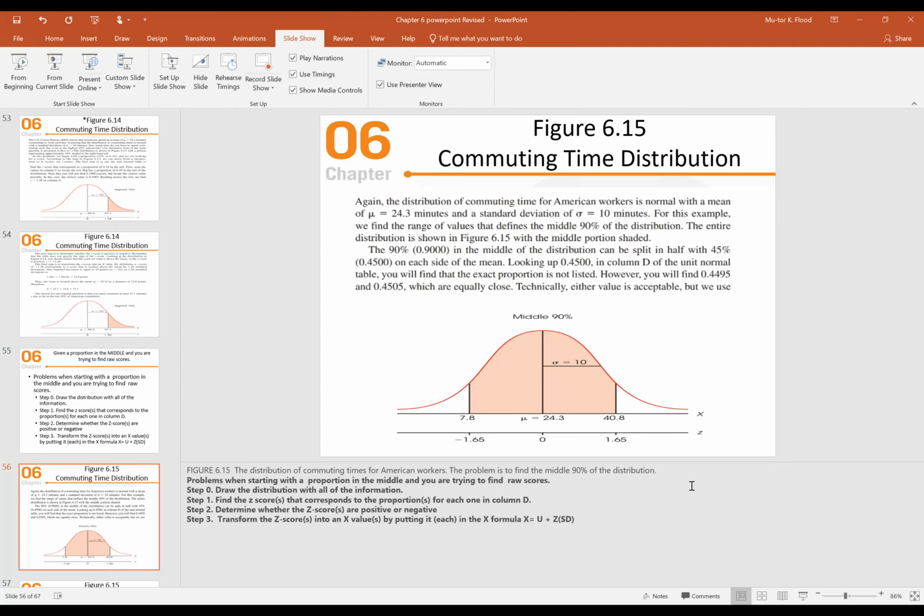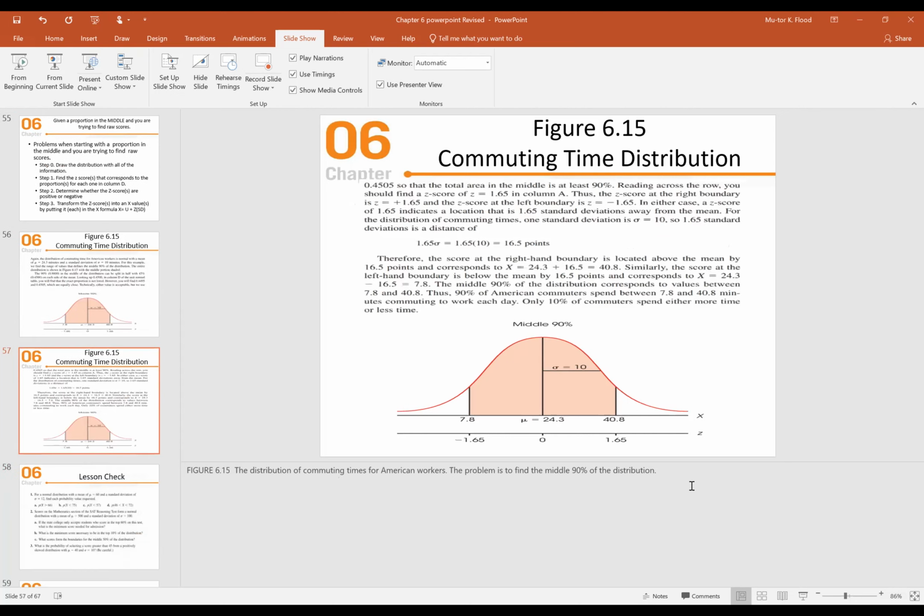Looking up 0.4500 in column D of the unit normal table, you will find that the exact proportion is not listed. However, you will find that the closest values in column D are 0.4495 and 0.4505. Both of those are equally close. So technically, either value is acceptable, but we're going to use the value of 0.4505 so that the total area in the middle is at least 90%.